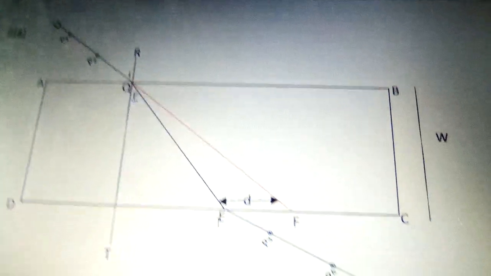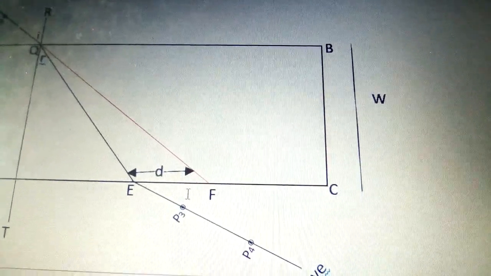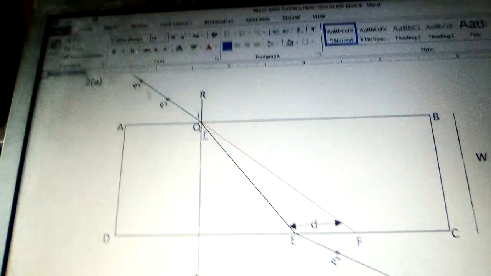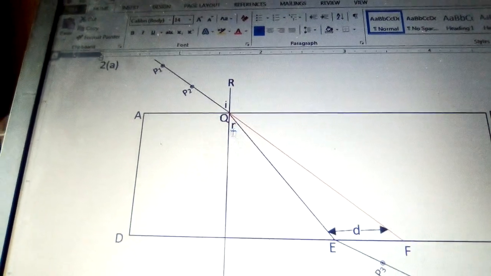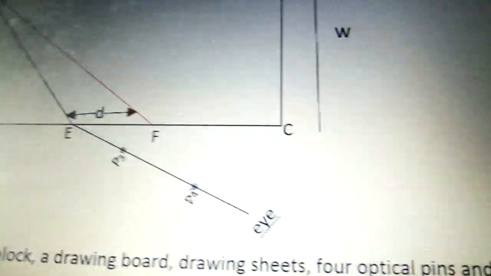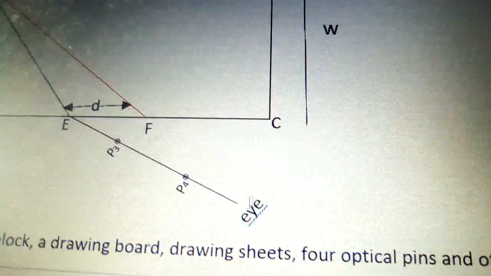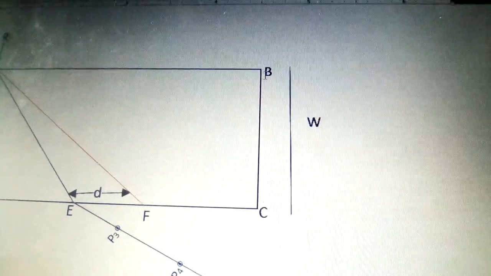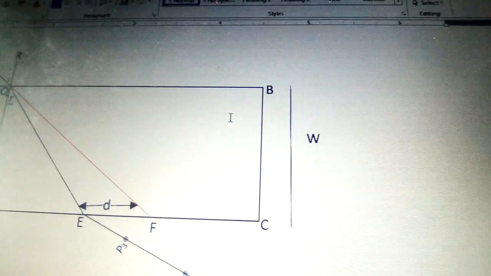Then when we go down, we see a displacement EF being measured. We now see pins P1 and P2 on the incident ray. When we come down, we have pins P3 and P4. That is the position of the pins, and this is the position of our eye there. Then looking at the rectangular block, we have BC. That BC is the width W, the width of the rectangular block, not triangular, sorry, rectangular block.